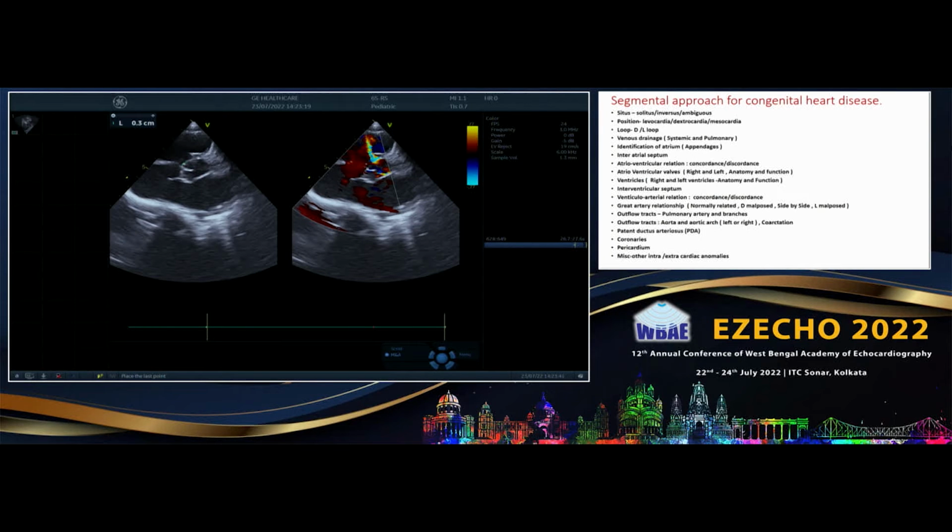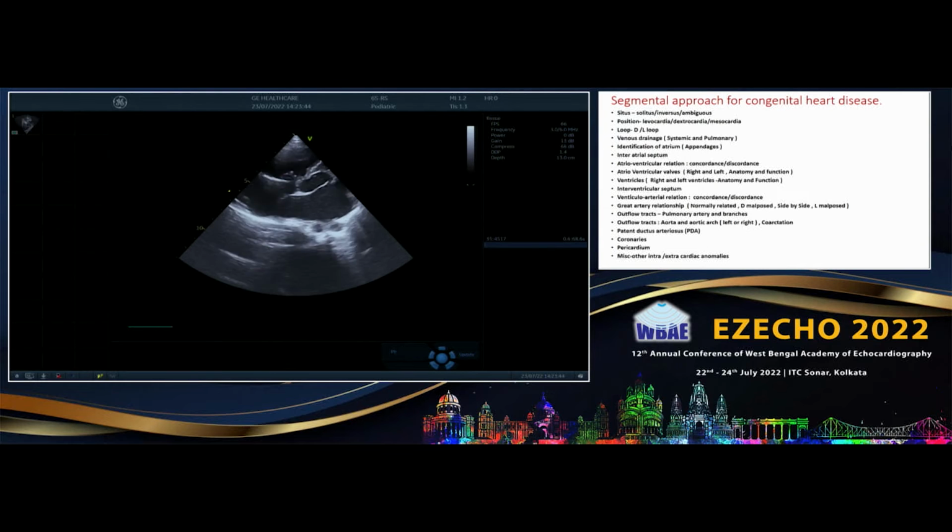If she goes a little bit more, the location of the... yes. Show where is the VSD location, in the short axis, yes.